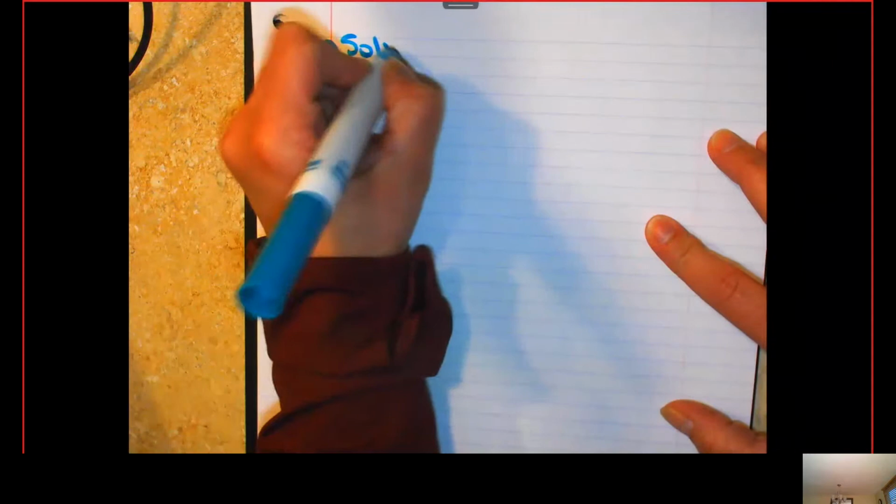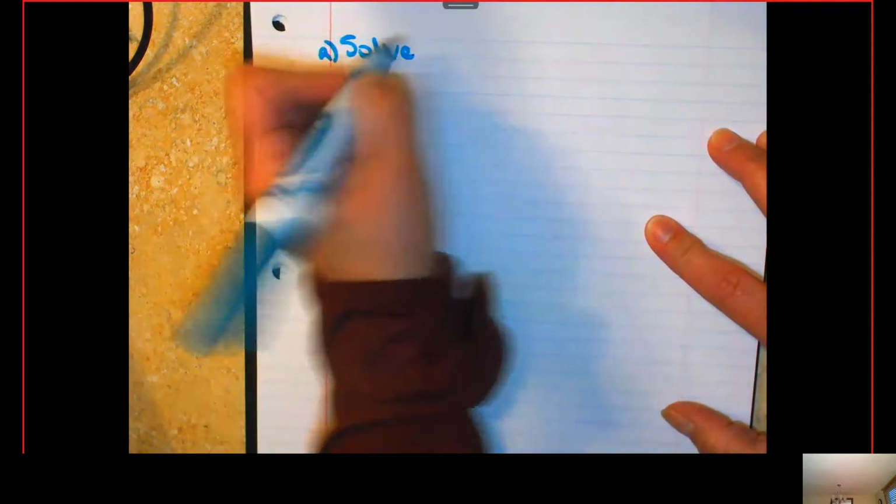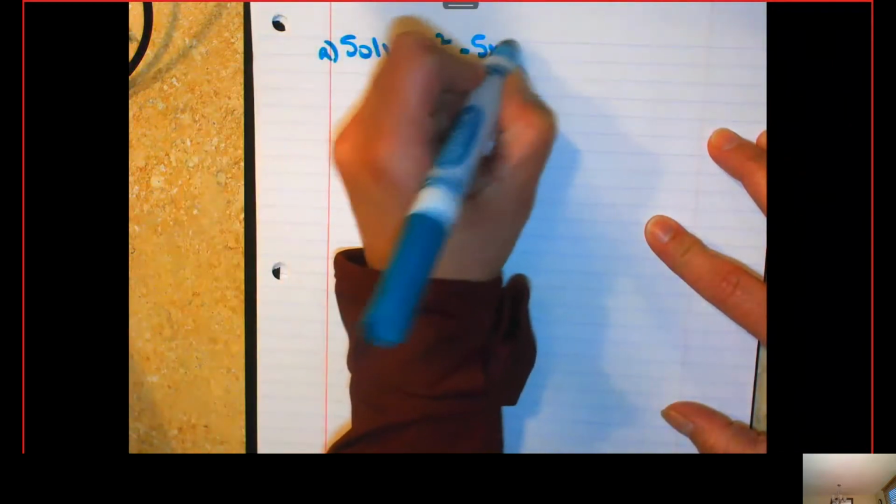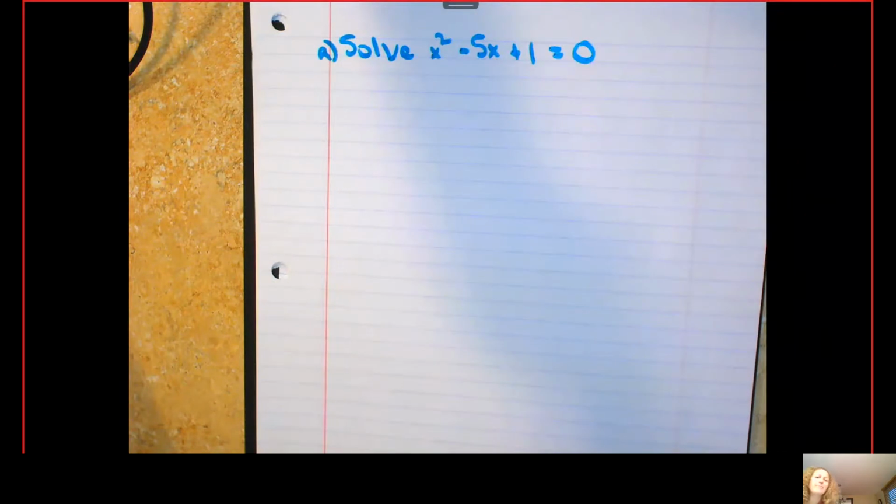And this is example A. Can you write: solve x squared minus 5x plus 1 equals 0.